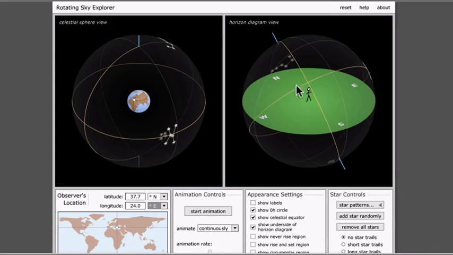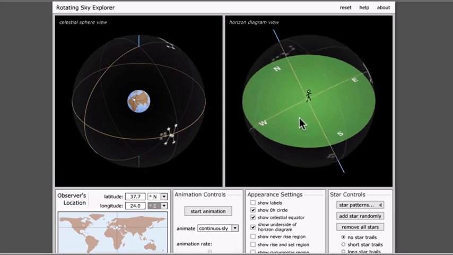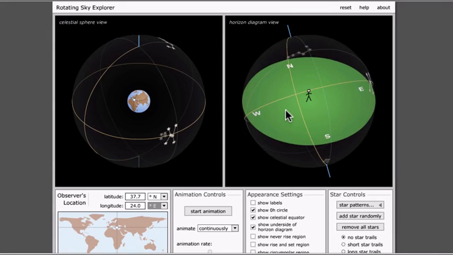Here, simultaneously, is the local view of the observer. We see his horizon, his northern horizon over here, and this is the half of the sky that the observer will see. And as we begin our animation, I've also drawn a few star patterns on the celestial sphere. We see here the Big Dipper near the North Pole, Orion near the equator, and near the southern celestial pole, the Southern Cross.